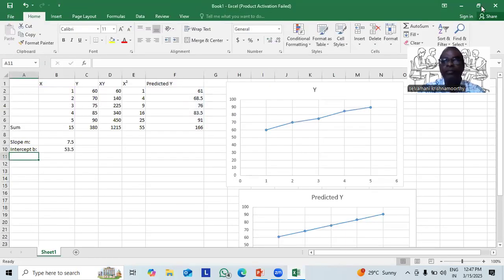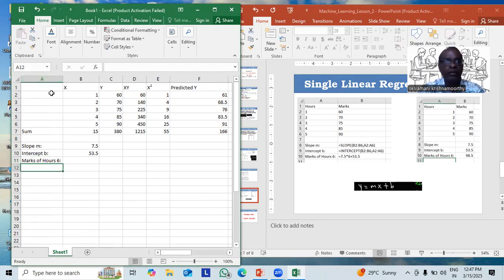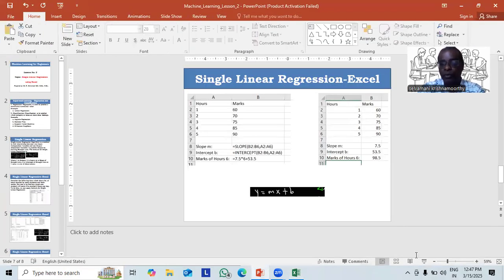Here we can go for number of hours 6. Up to 5 we have. Now we need to find out 6. If x is 6, what will be the y? This is our question. Already we found m equal to 7.5 multiplied by x is 6 plus, sorry, b is what? 53.5. Let me check. So 98.5. If any student studied for 6 hours, approximately you will get 98.5. This is the value we predicted. I hope it is clear to all.